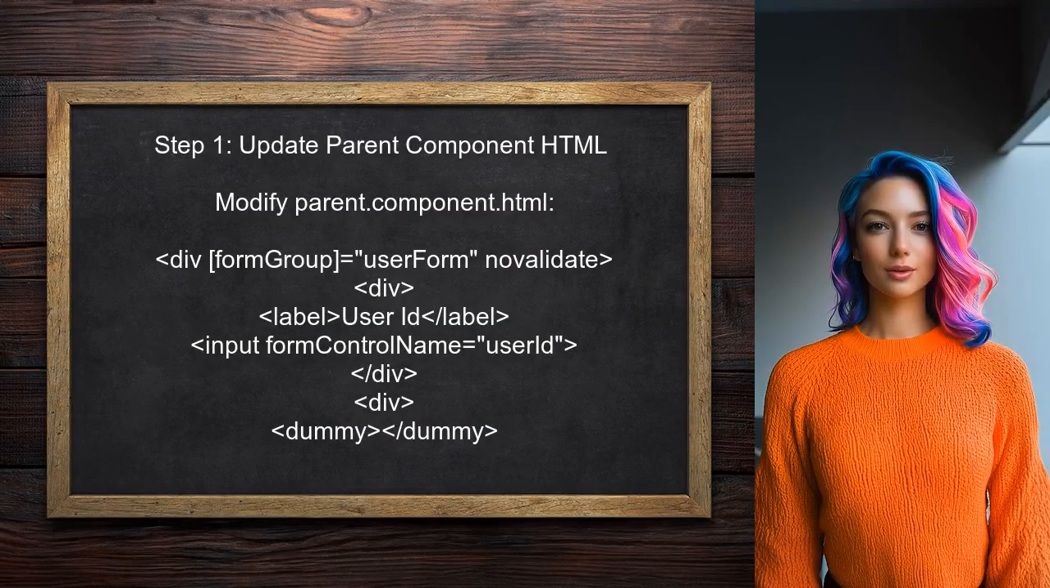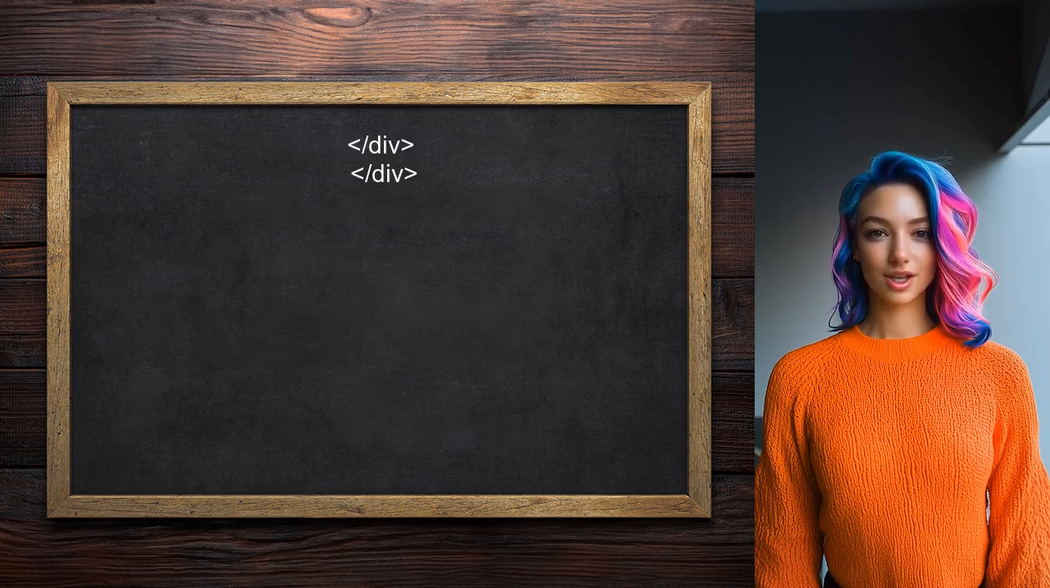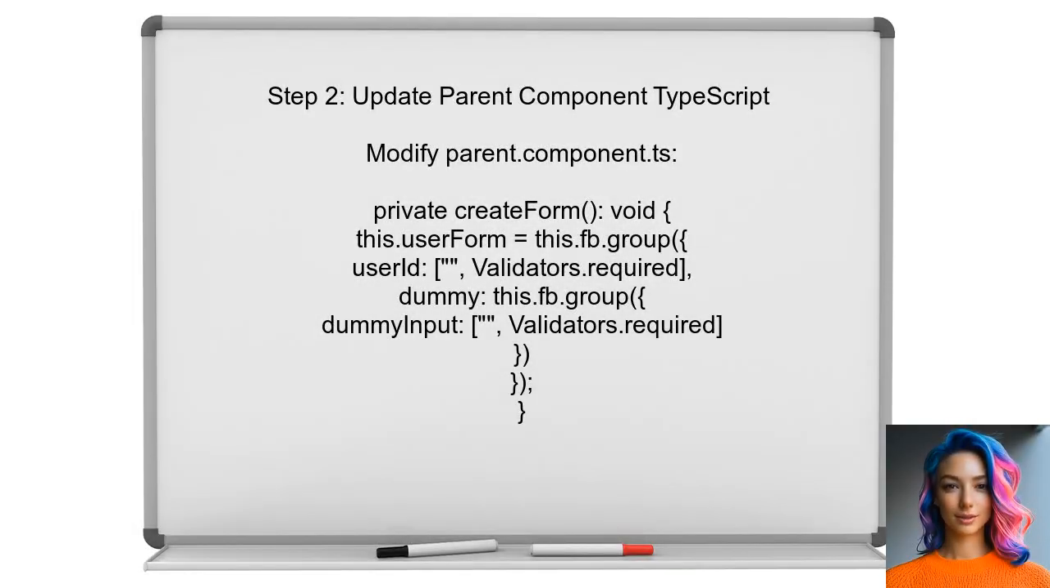To begin solving the user's issue, we need to ensure that the parent component is correctly set up to include the child component. The user should modify the parent component's HTML to include the child component within the form group. Next, the user needs to ensure that the parent component's TypeScript file correctly initializes the form group for the child component. This involves creating a nested form group for the dummy input.